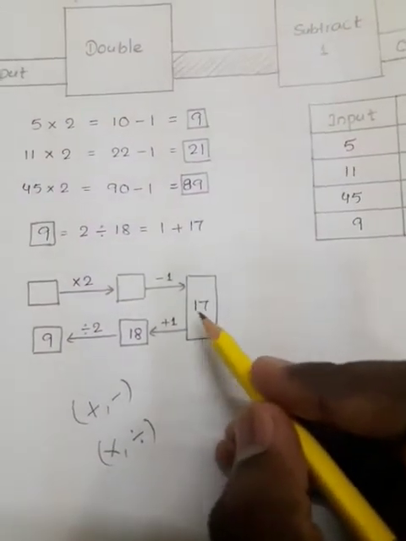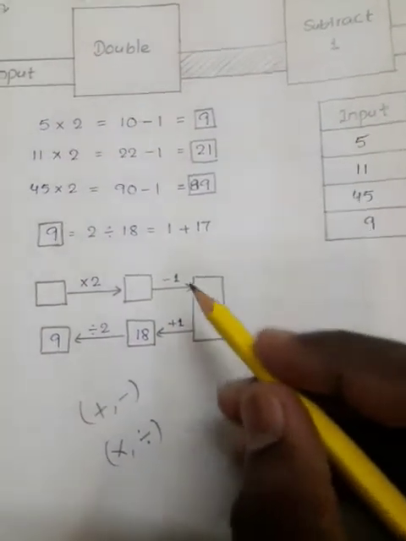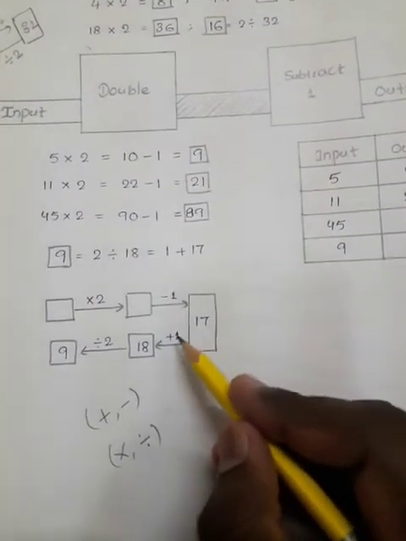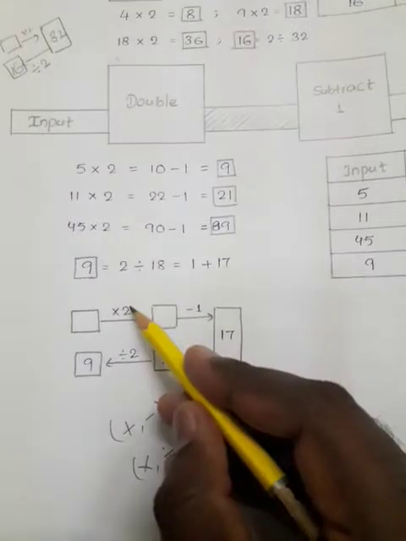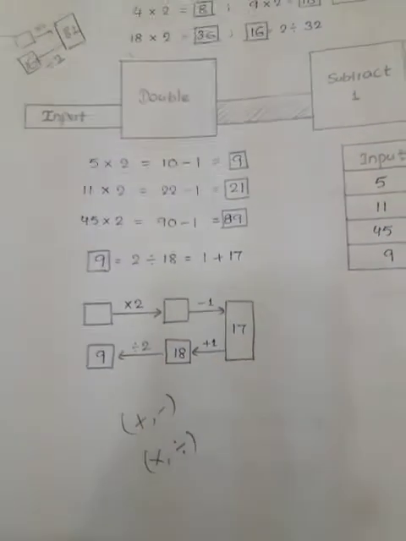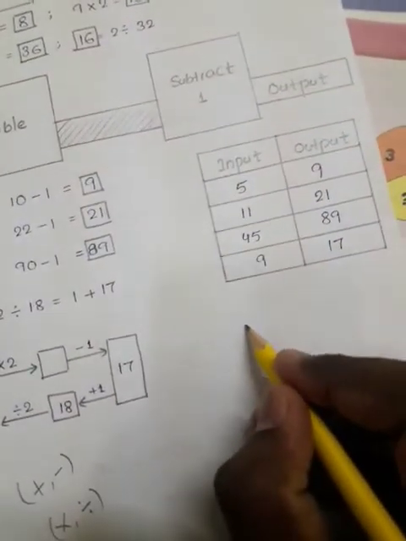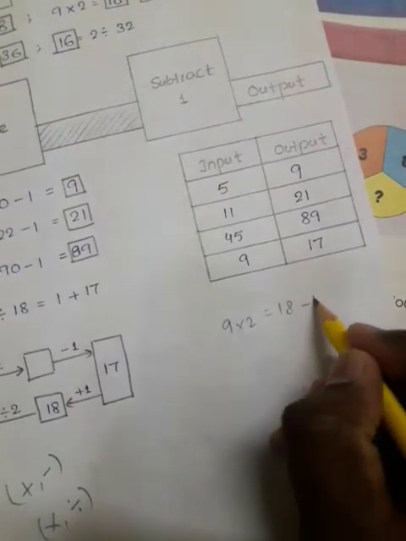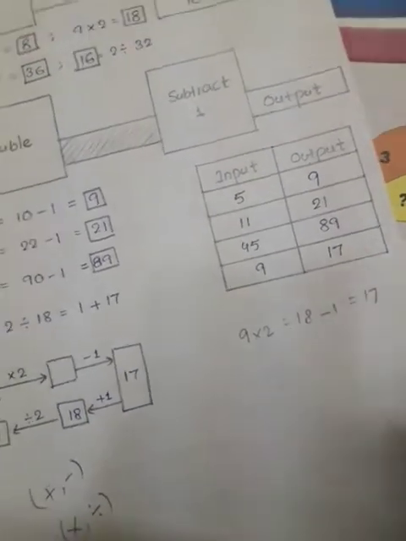So for the given output, we need to find the input. So 17, and minus 1 is as per the rule. Minus 1 changes to what? Plus 1. So 17 plus 1 is how much? 18. And here double means multiply by 2. Multiply by 2 changes to divide by 2. So 18 divided by 2 is how much? 9. So the answer is 9. If you check it like this, you directly get the same answer. 9 multiplied by 2 is 18. 18 minus 1 is 17. So look at the 17.